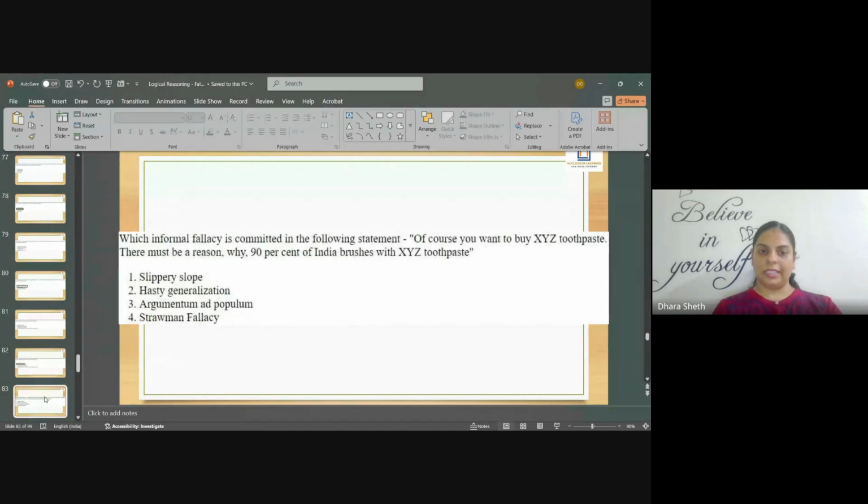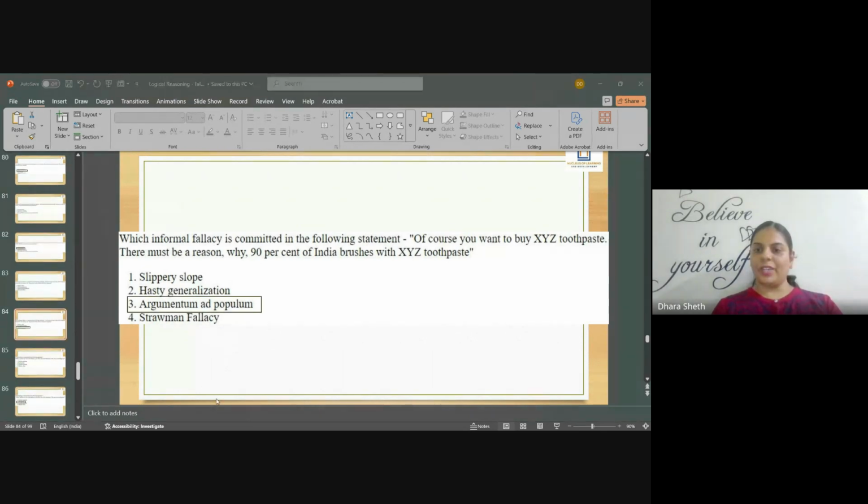Next, which informal fallacy is committed in the statement? Of course, you want to buy XYZ toothpaste. There must be a reason why 90% of India brushes with XYZ toothpaste. Slippery slope, hasty generalization, argumentum ad populum, strawman fallacy. Yep. 3 is your answer.